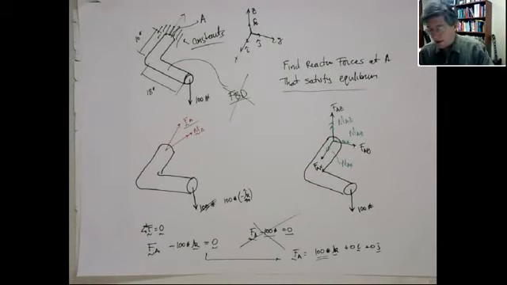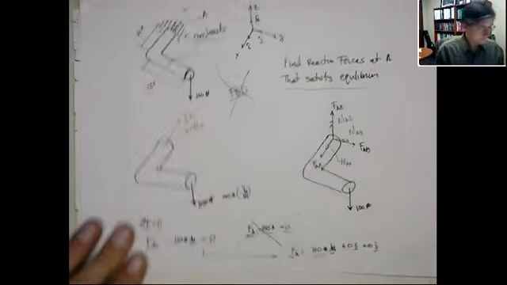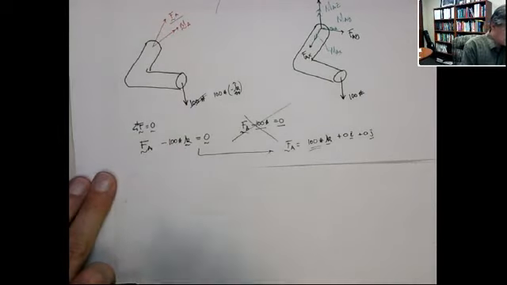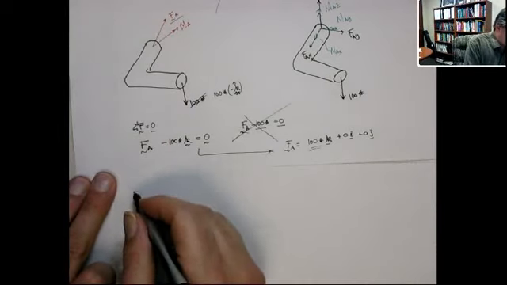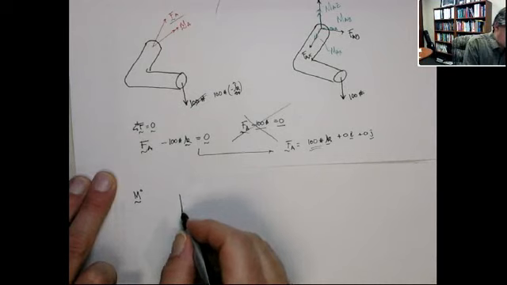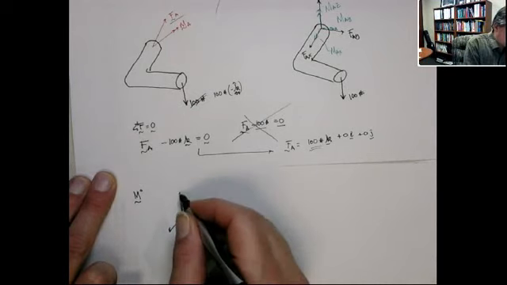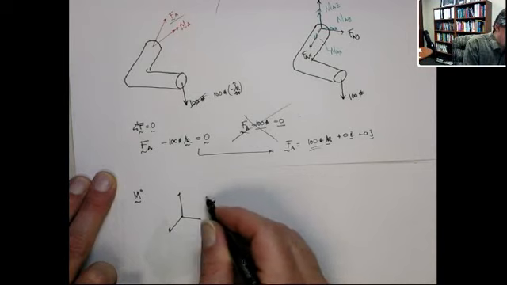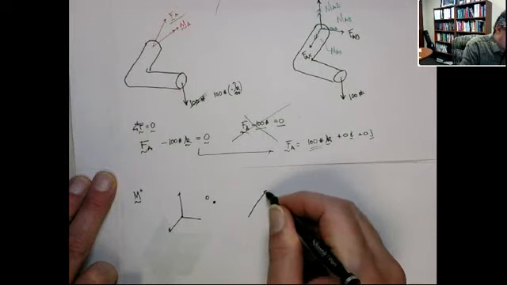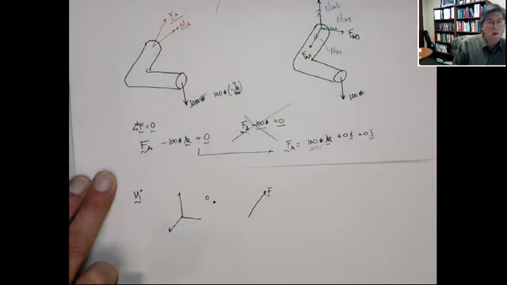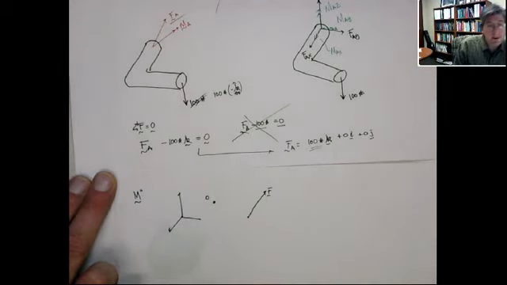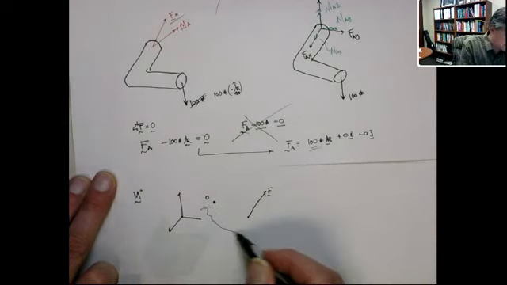Now what about sum of moments? So if you do the sum of moments, remember, when we do the moments, it has to be with respect to a point. So if we have some point O, and then force vectors. Vectors, right? They're applied at some other point. They physically apply at that point.